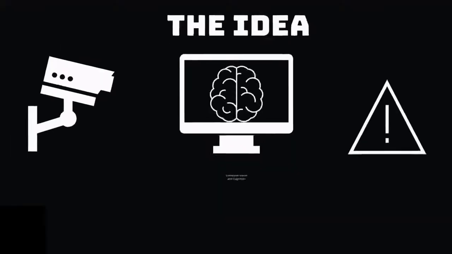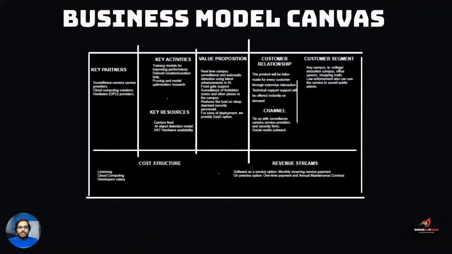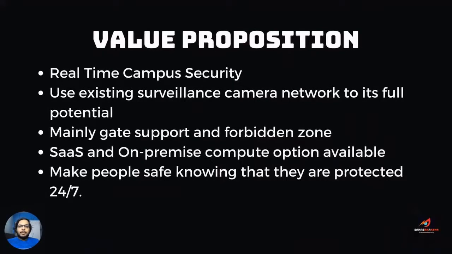Via Sahasraaksha. Our idea is to use computer vision coupled with surveillance cameras to make real-time detections. Now, we'll have a top-level view of our business model canvas. We bring to the table a modern, sophisticated and real-time campus security system that is reliable and cost-effective. We augment the existing surveillance camera system to bring out its full potential.